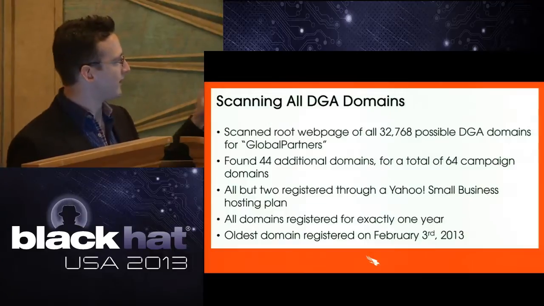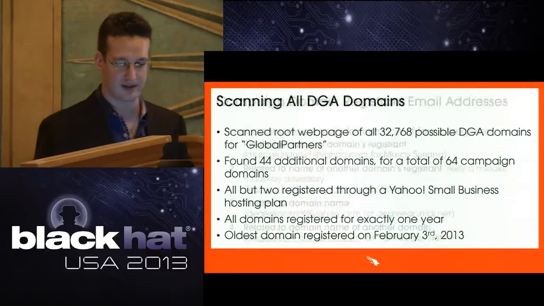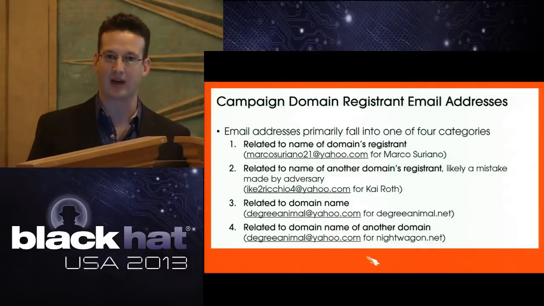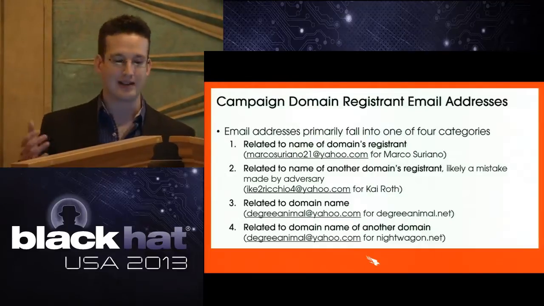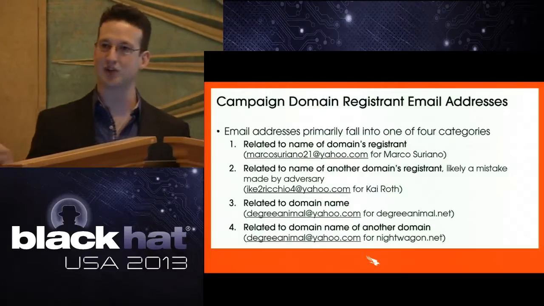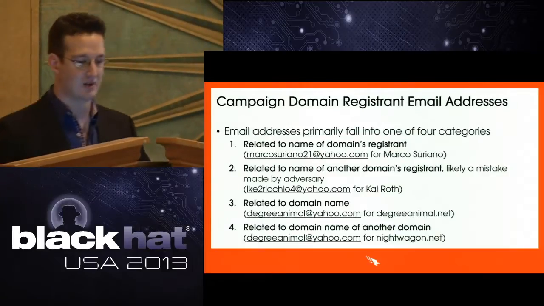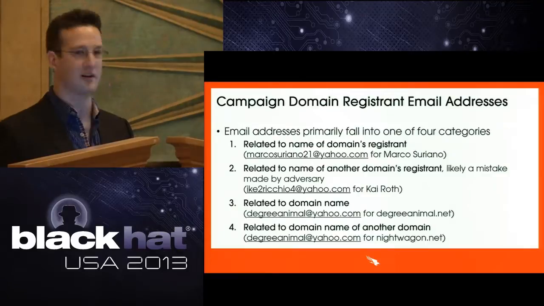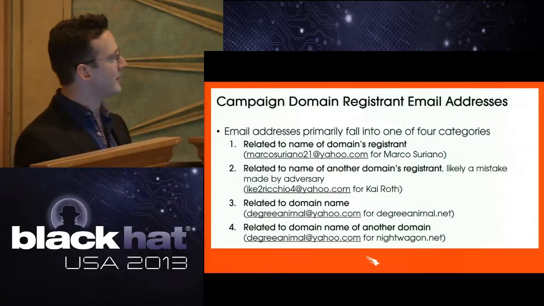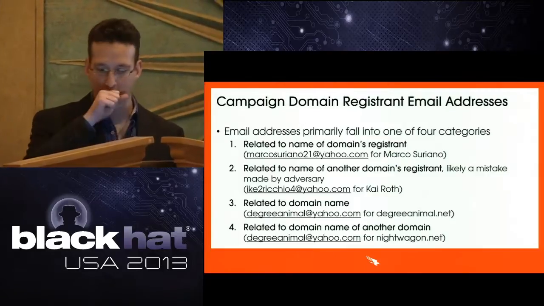So, of these 44 new domains, what did these domain registrants look like? Well, the email addresses used to register these domains primarily fell into 4 categories. We found these patterns. Either the email address related to the name of the domain's registrant. So for example, if the likely stolen credit card was from Marco Soriano, we actually found a few domains registered to marcosoriano21 at yahoo.com. Or we found patterns where the email address was related to the name of another domain's registrant, which was likely a mistake by the adversary.